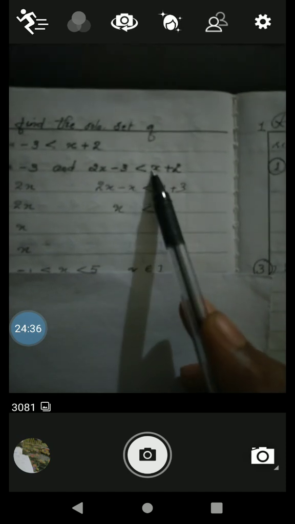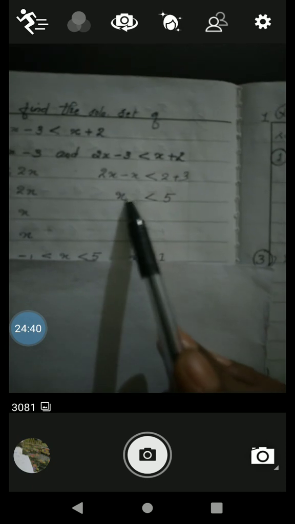In this way we can split it. And you have to solve both sides like this. This one, transpose minus 3 to the left side, it becomes minus 2 is less than or equal to 2x. It becomes minus 1 is less than or equal to x. Here, when you simplify this, transpose x to the left side, minus 3 to the right side, then you will get x is less than 5.